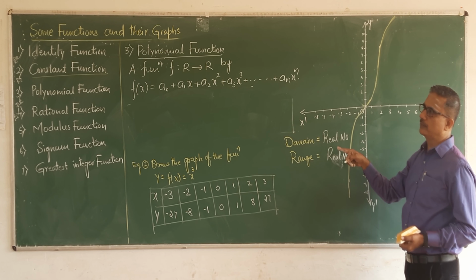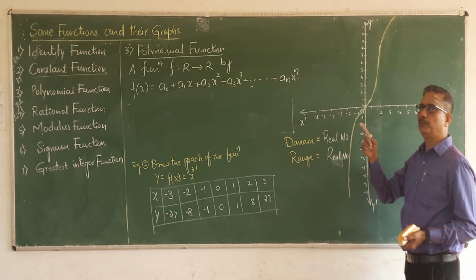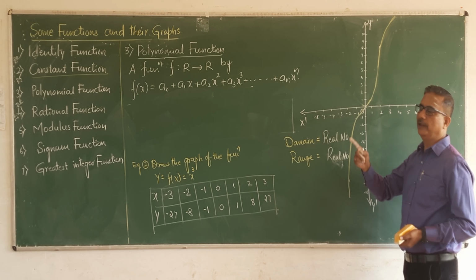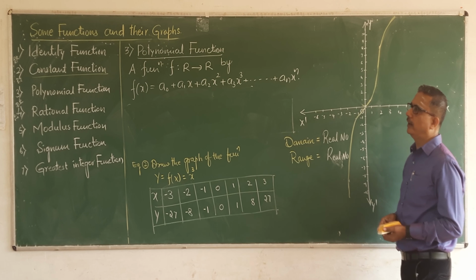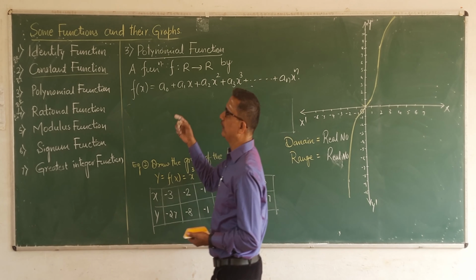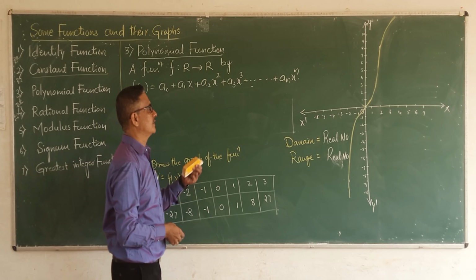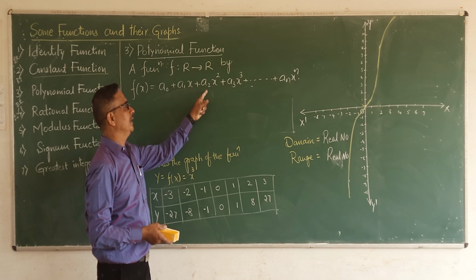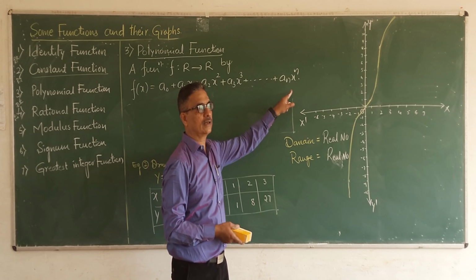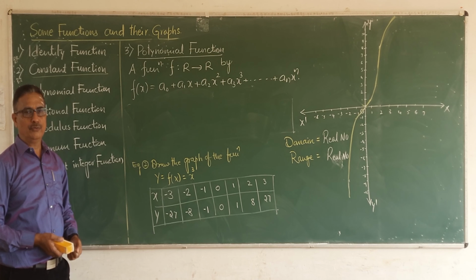These two problems are based on the polynomial function. So define polynomial function. Remember, a function f from R to R is defined by f of x is equal to a0 plus a1x plus a2x squared plus a3x cubed and so on, an x power n, where a0, a1, a2, a3 and so on, an are constants. This function is known as a polynomial function.